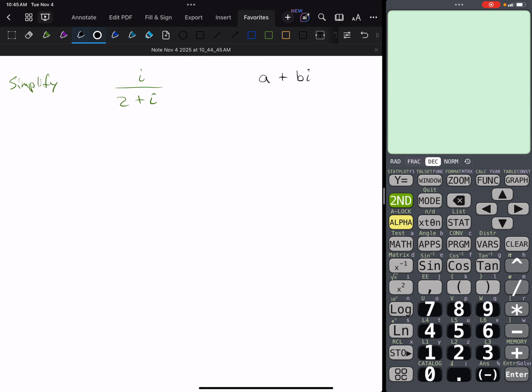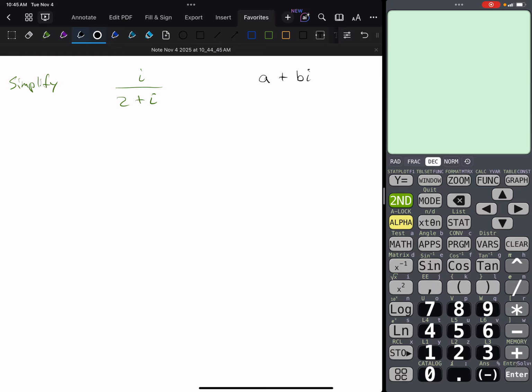And so whether you want to call it rationalizing the denominator, because that i has a square root in it, or whether you want to call it rewriting this thing as an a plus bi, we've got to get rid of that i from the denominator. It just can't stay there. It can't live down there. And that's where the tricky part comes in.